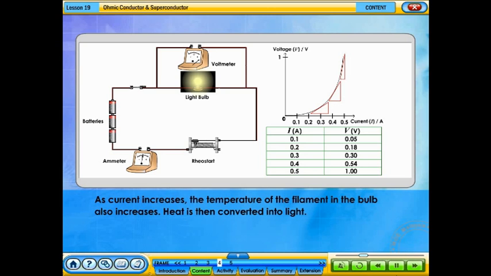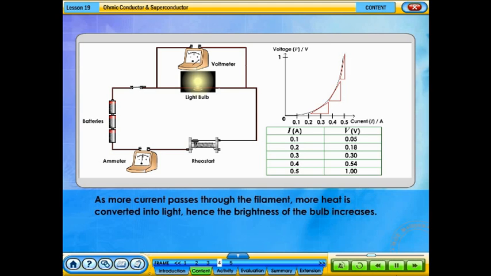As current increases, the temperature of the filament in the bulb also increases. Heat is then converted into light. As more current passes through the filament, more heat is converted into light. Hence, the brightness of the bulb increases.